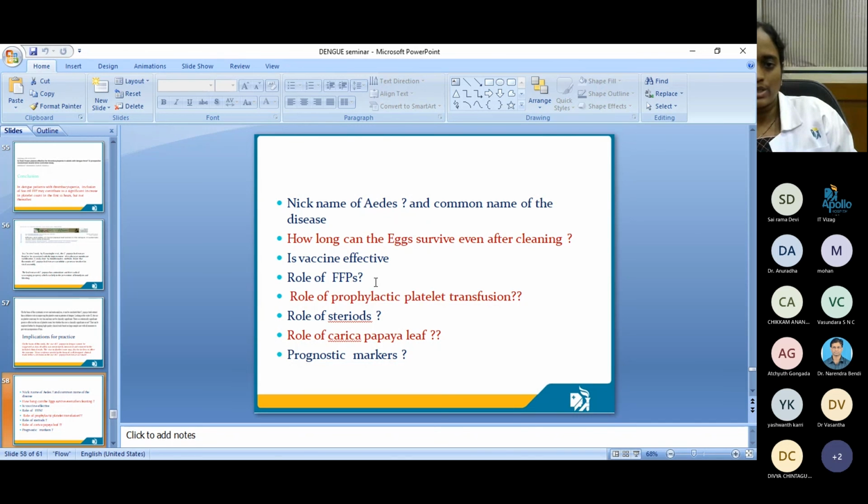Role of FFPs is questionable. Role of prophylactic platelets, no. Role of steroids, no. Role of Carica papaya has to be studied. And prognostic markers are high AST and ALT levels, patients coming in shock, patients with low albumin, or patients with severe abdominal pain. All these are bad prognostic markers.